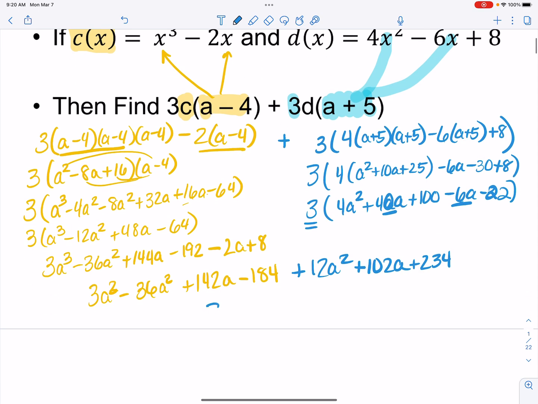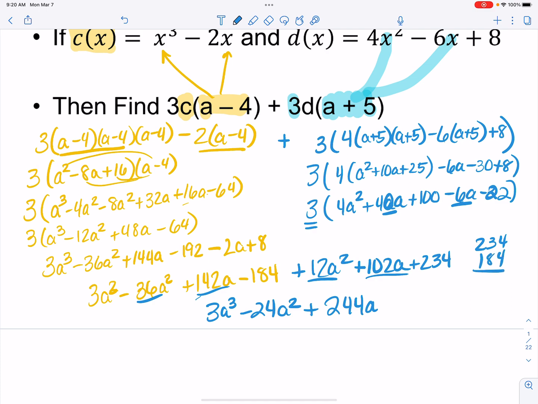So now I'm putting like terms together. 3a cubed. A negative 36 plus 12 is a negative 24a squared. 142 plus 102 would be 244. And then I don't know what this is. Hopefully I don't get it wrong. It would be 0, borrow, what is that, 50? So, and it would be plus 50.